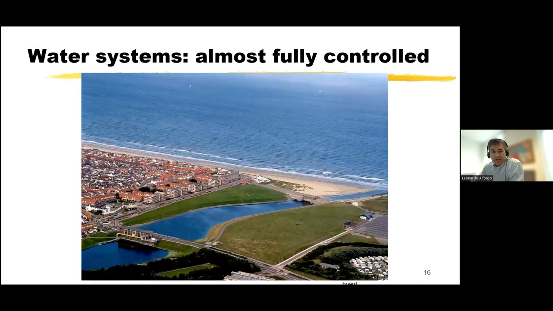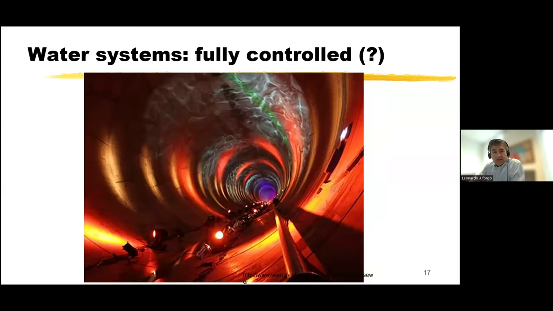This is an example of almost fully controlled. And actually, this is one of the pumps that I was showing in the map before. This is in the Netherlands. This is the North Sea. And this is a pumping station. So it drains the water from inside into the sea. And this used to be one of our destinations to visit with the groups. And we also have fully controlled water systems, like piping systems, pipes for water distribution or for drainage. These are systems where we really have control over the water behavior.